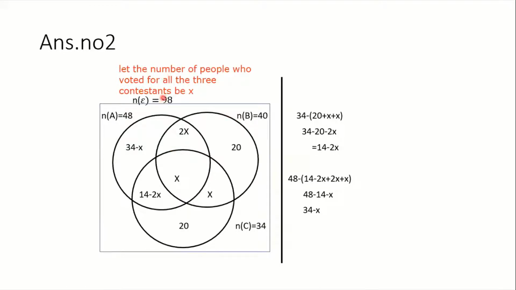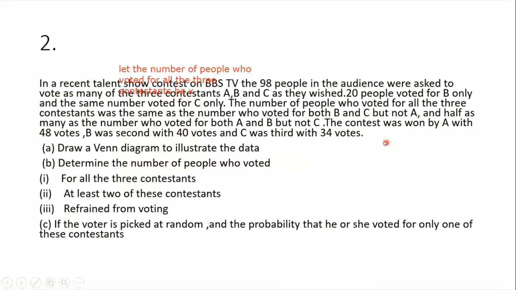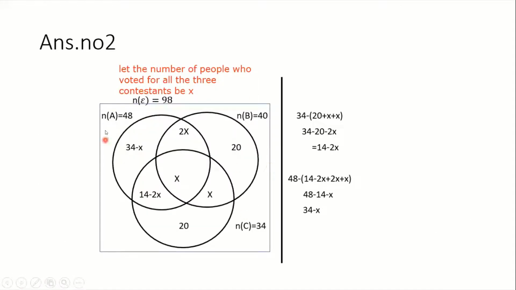So here, when we get to this point, we get back to our question, which still reads that the contest was won by A with 48 votes, meaning that the contestants who voted for A were 48. Then those who voted for B were 40, and those who voted for C were 34. Standing in our Venn diagram, we have the number of A, which is equal to 48, number of B, which is equal to 40, and number of C, which is equal to 34.